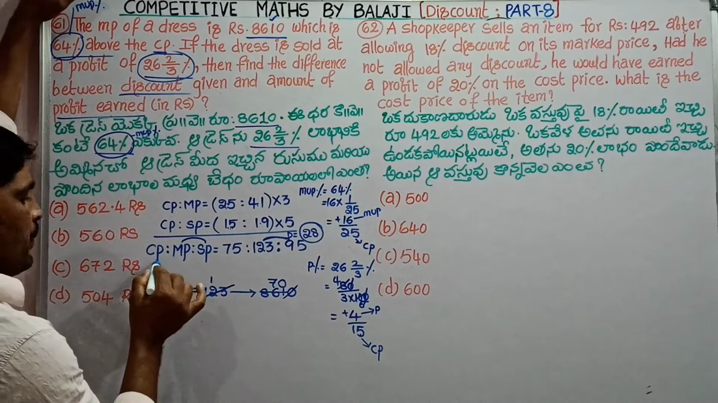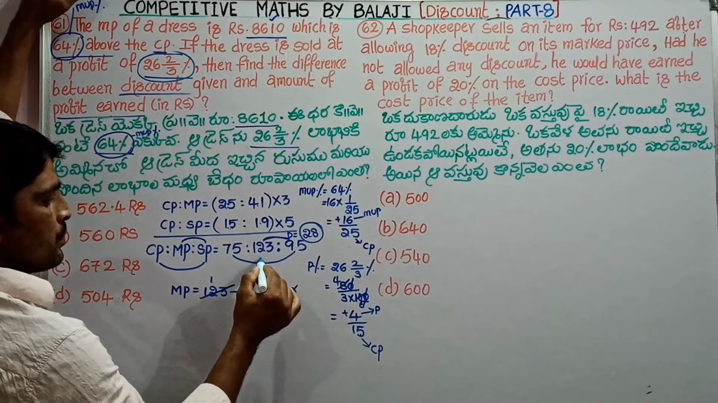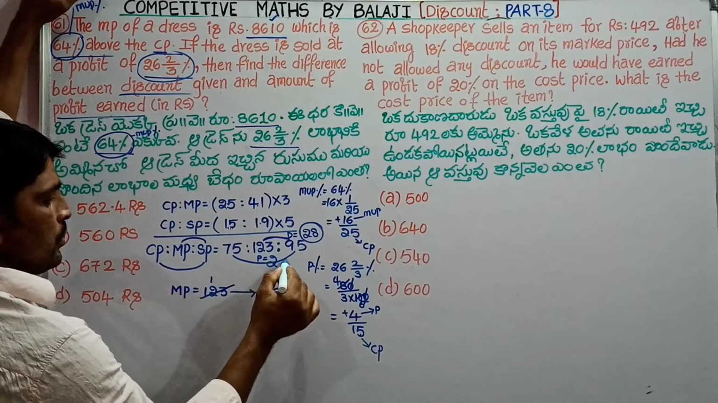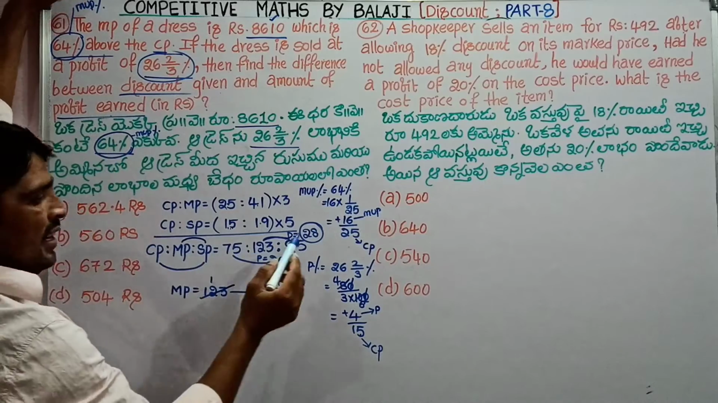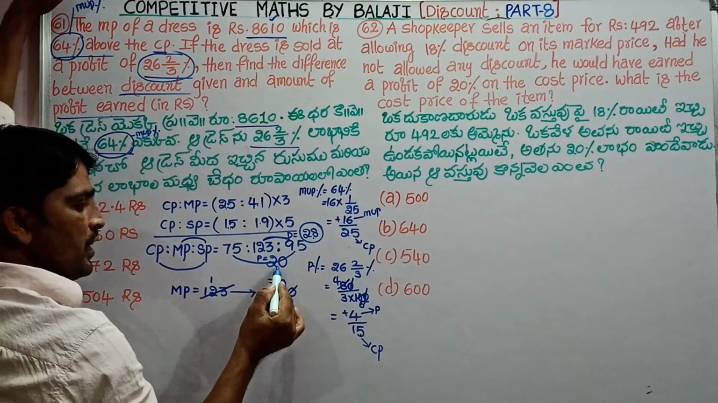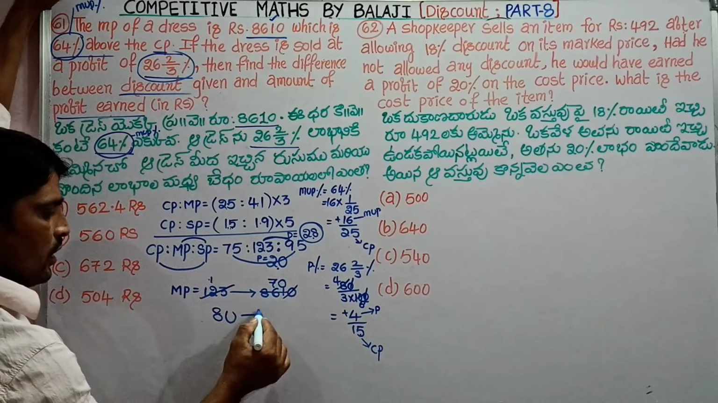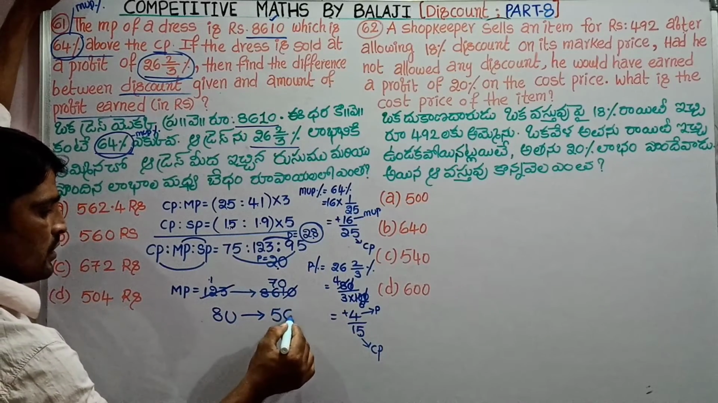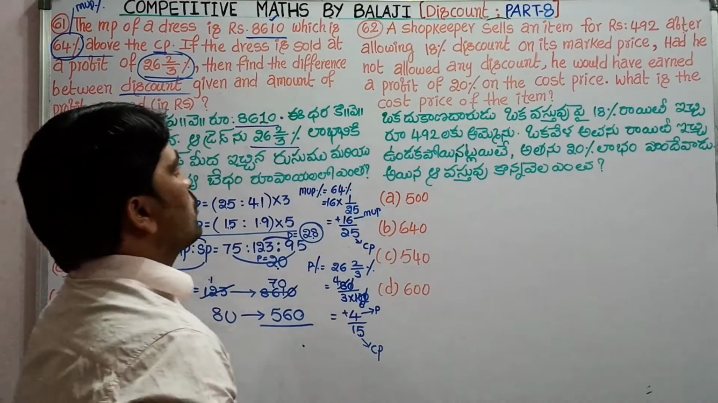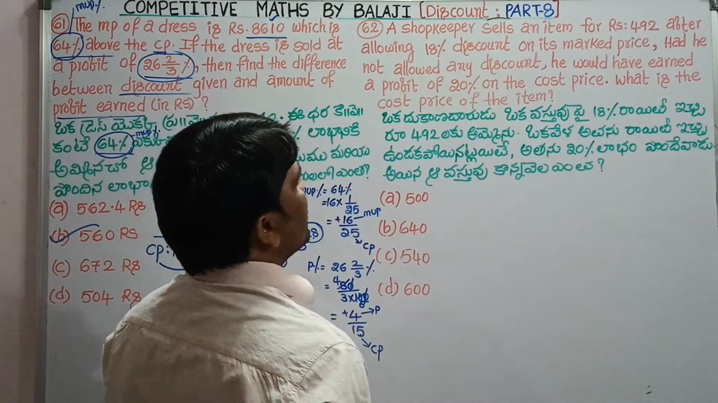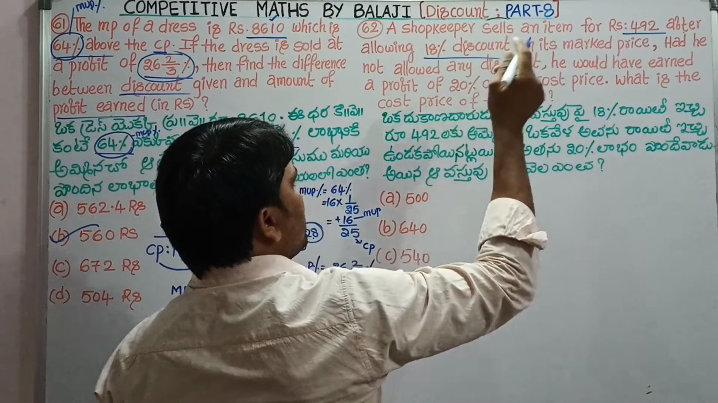And profit is nothing but the difference of selling price and cost price. Profit equals 20 units. We have to find the difference between discount and profit. Discount is 28 units, profit is 20 units. The difference is 8 units. So 1 unit value is 70, 8 units value is 8 sevens are 56, so it is 560. So the answer is B. Okay. Next question, 62. A shopkeeper sells an item for ₹492 after allowing 18% discount.